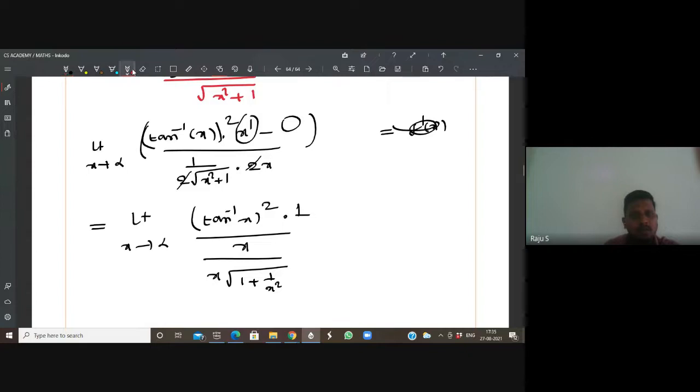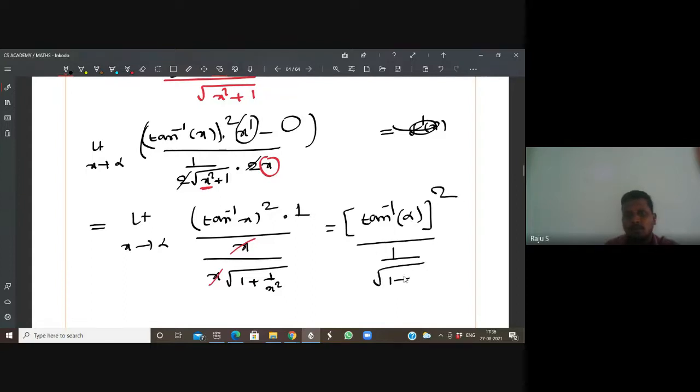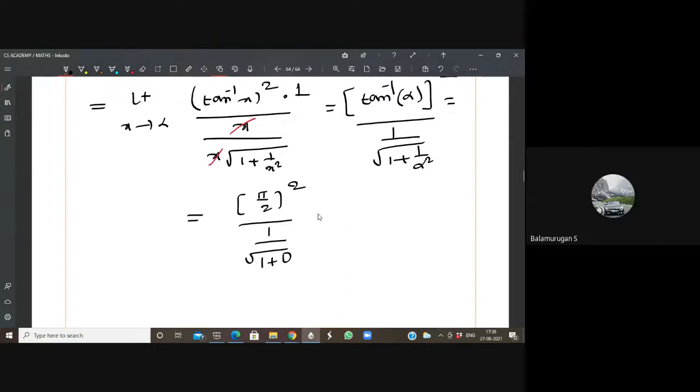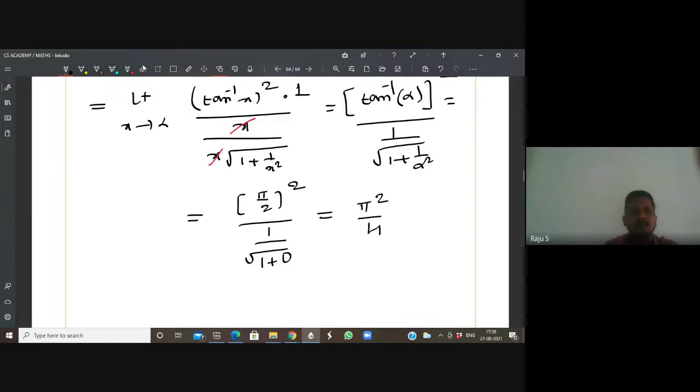Got it, or any doubt? Any doubt, friends? I'm taking this x square outside, and this x I have written here. When I take x square outside, the x and the square root get cancelled. Now we can replace x by infinity. So tan inverse infinity the whole square by 1 by the square root of 1 plus 1 by infinity square. What is the tan inverse infinity value, anyone? Pi by 2, whole square, by the square root of 1 plus, what is something by infinity? 0. So pi square by 4 is the answer.